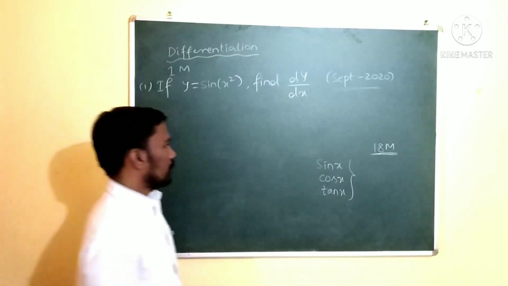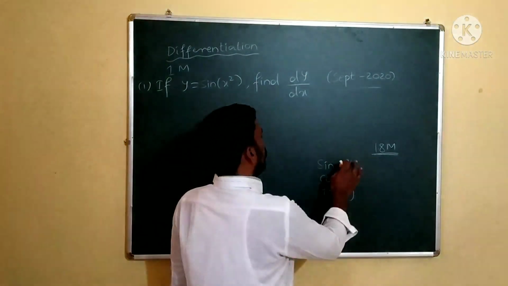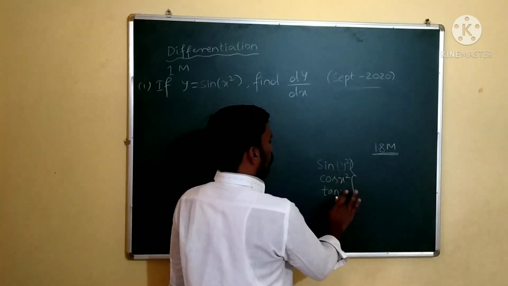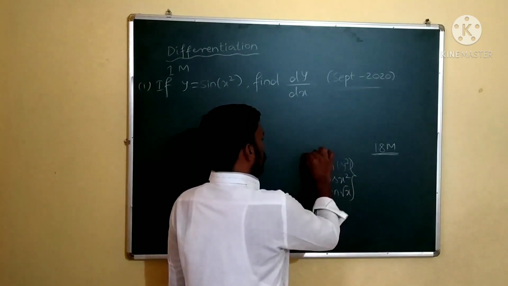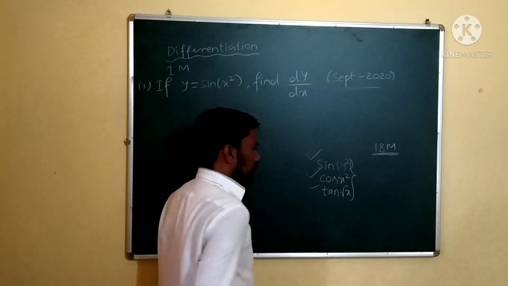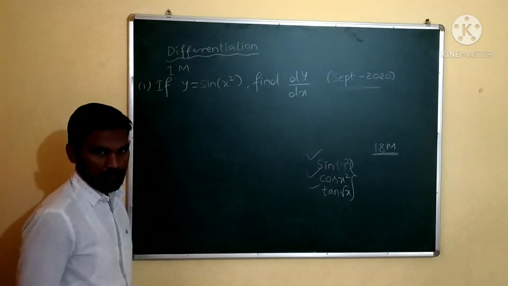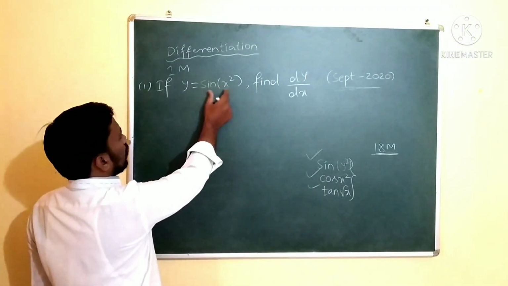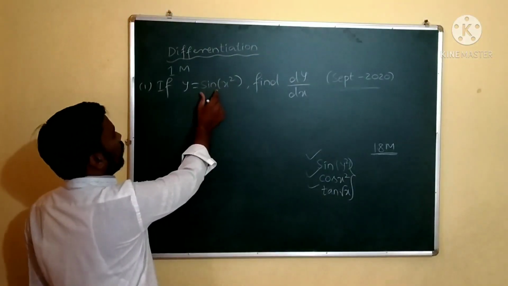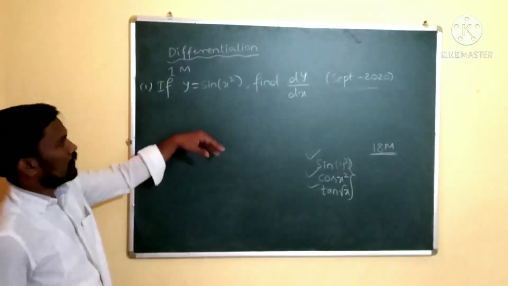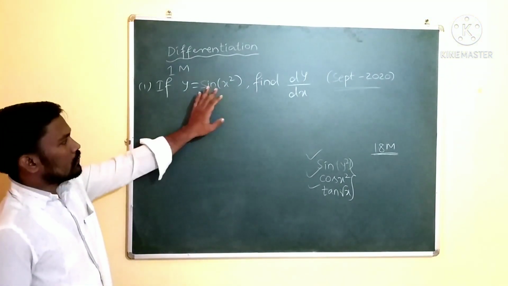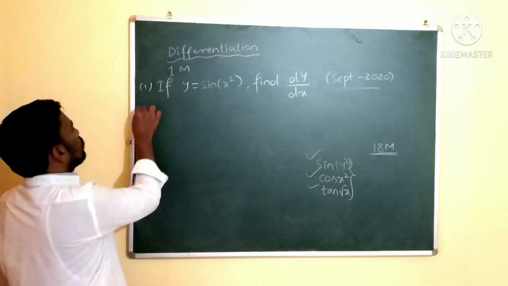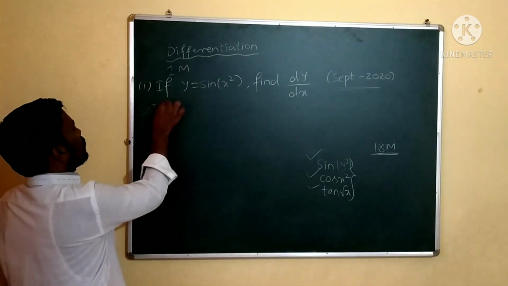If in place of x you have y square, x square or root x, like sine of y square, cos of x square, tan of root x, these are composite functions. Sine of x square is a combination of two functions: sine x and x square. So in this case, you must apply the chain rule to differentiate a composite function.